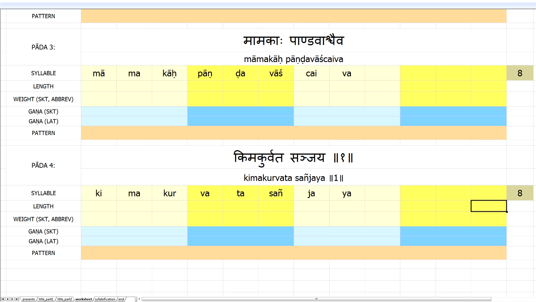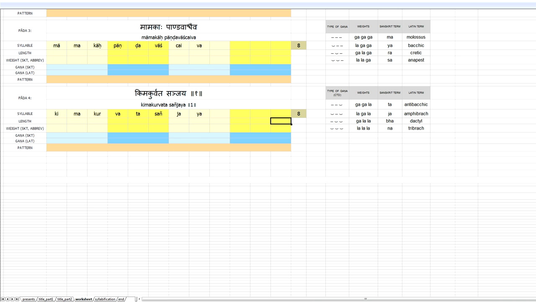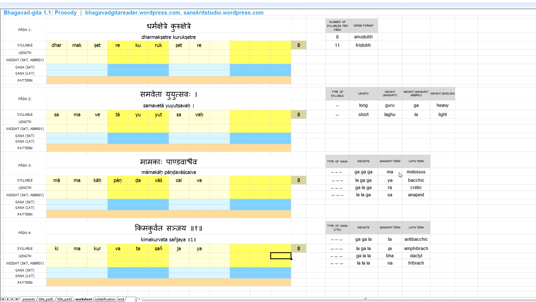And if we now zoom out, we can see here in this little table that the numbers are for the possible number of syllables for various Bhagavad-gita verses. And we see we have 8, so it's an anushtubh. So that is the verse meter.